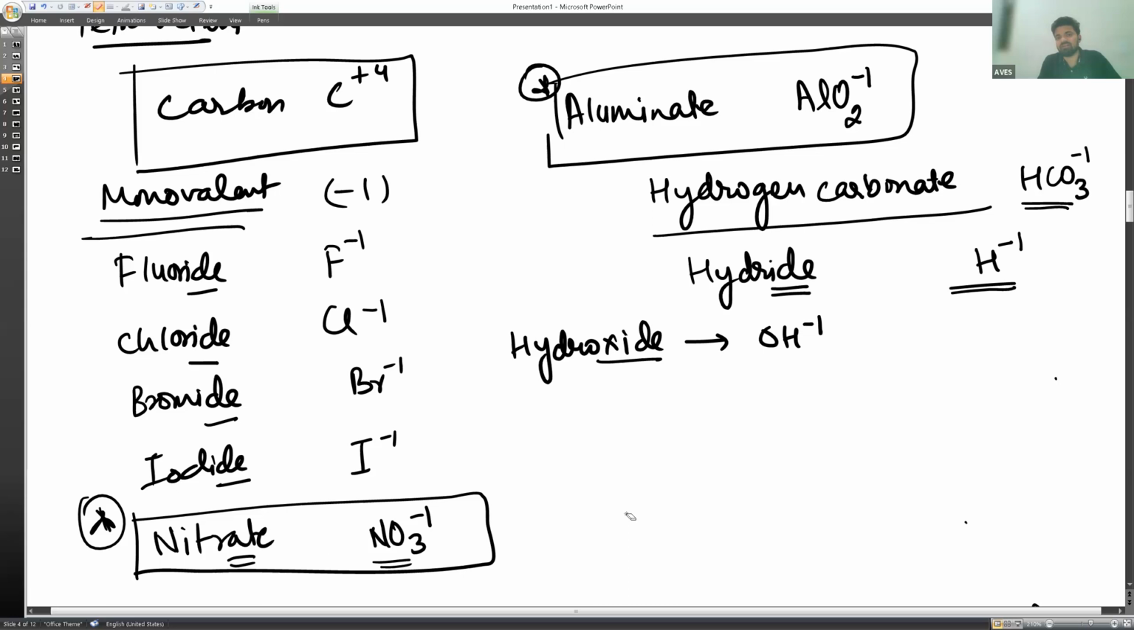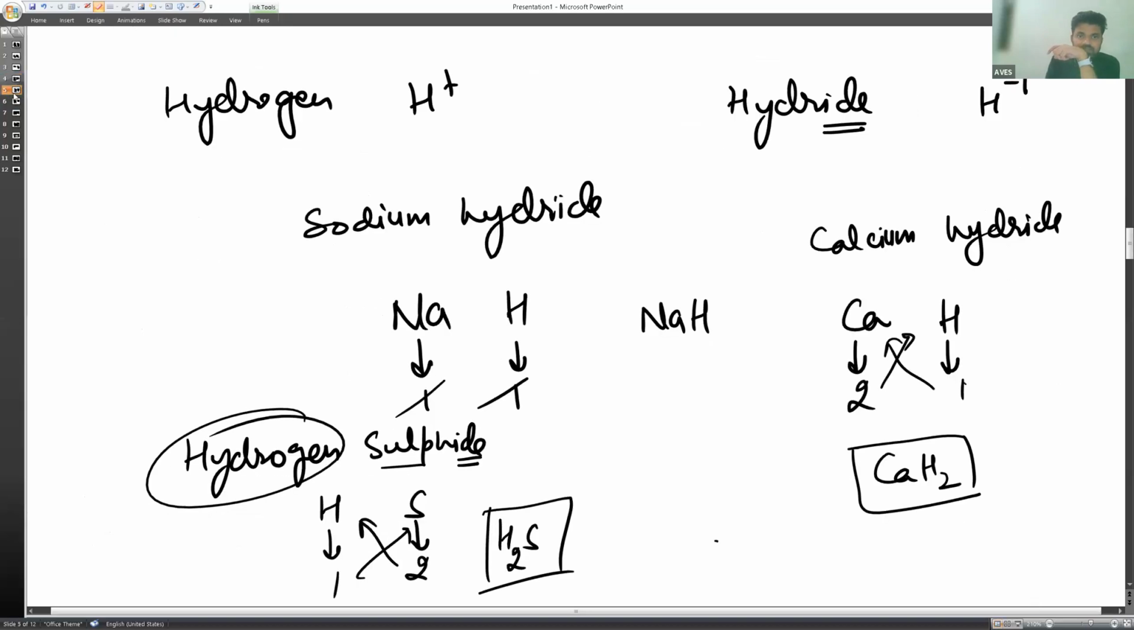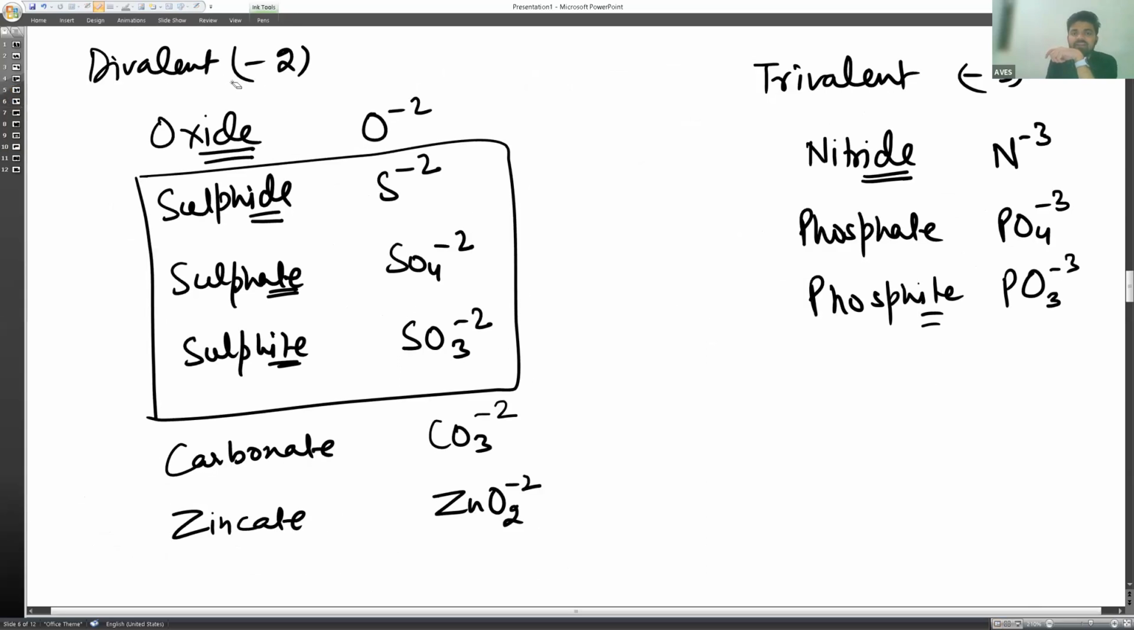Okay, they both have one valency. Got it? Okay. Next. After the monovalent, we have divalent. Divalent is negative 2. Note it down.